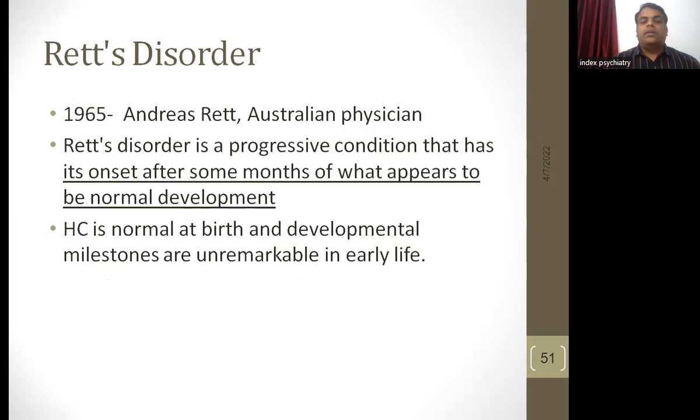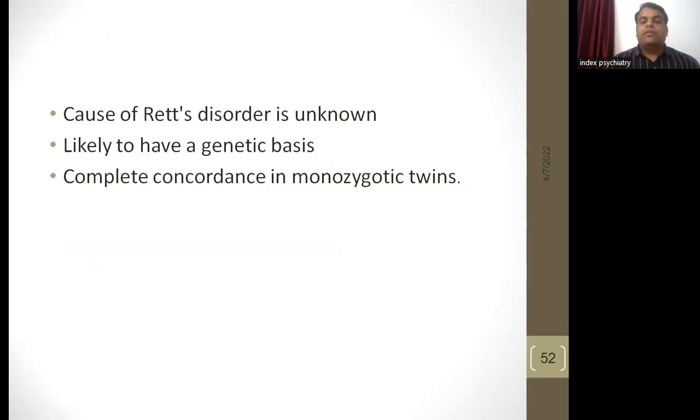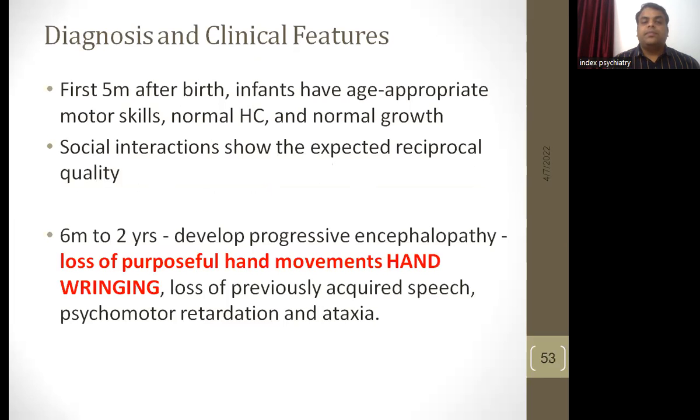Now, Rett disorder. In 1965, Andreas Rett, an Austrian physician, described it. Rett disorder is a progressive condition that has its onset after some months of what appears to be normal development. Sex ratio is normal at birth and developmental milestones are unremarkable in early life. The cause of Rett disorder is unknown, likely to have a genetic basis. Complete concordance is seen in monozygotic twins.